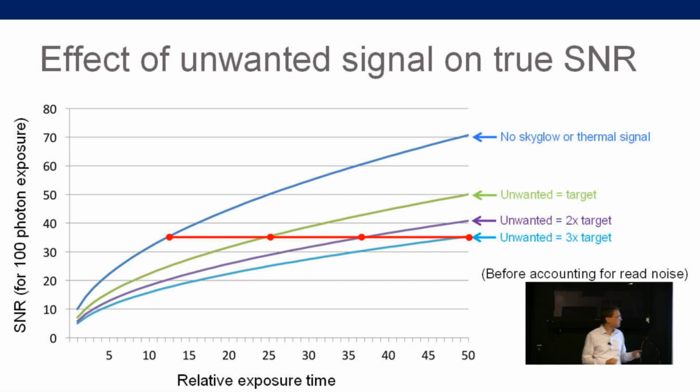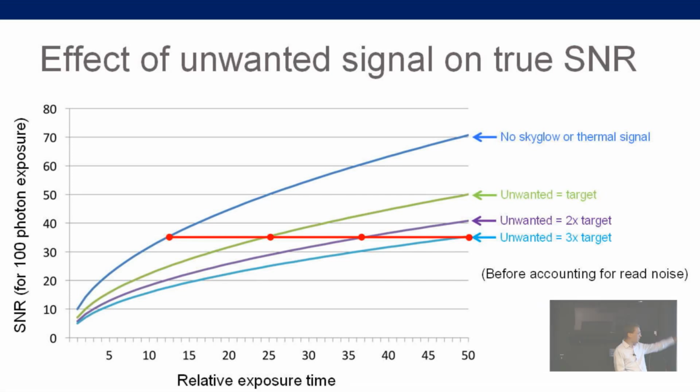All right, excellent. So if you look at the blue line at top, it's plotting an imaginary case, and the shape of the curve is exactly the same no matter what numbers we put on here. These are just example numbers. The shape stays exactly the same. No sky glow or thermal signal at all. Sky glow and thermal will be what we call our unwanted signal, non-target signal. If the unwanted signal is the same as the target, which is approximately what we were looking at with our example, you see that it's reduced about 30%. If the sky glow and all the other unwanted stuff is twice the target, it's really more like 40%-ish.